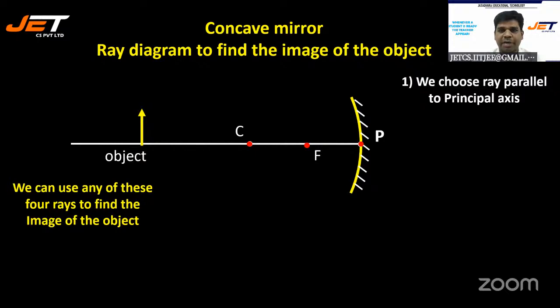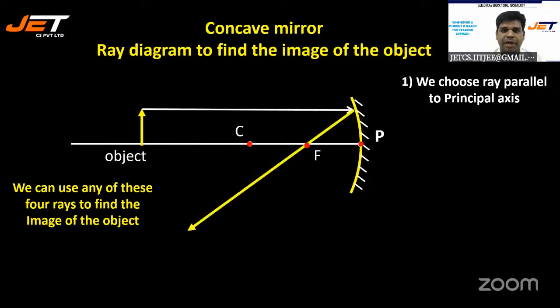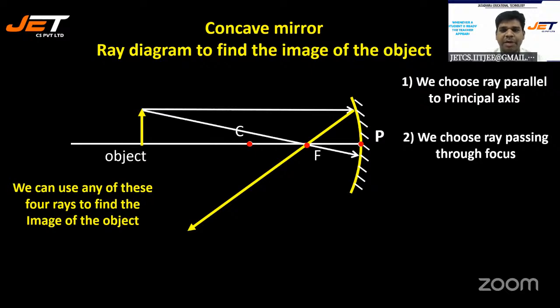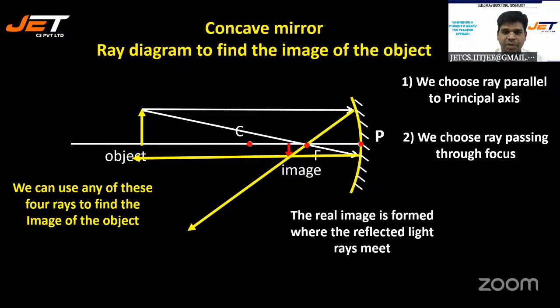So let's say we choose a ray parallel to the principal axis. It hits the mirror and passes through the focus. Another ray through the center of curvature or through the focus will hit the mirror and pass parallel to the principal axis. So the intersection of these two rays will give me the image. This red arrow, the inverted arrow, is the image. So a real image is formed where the reflected light rays meet. I'm just quickly going through these concepts, students.